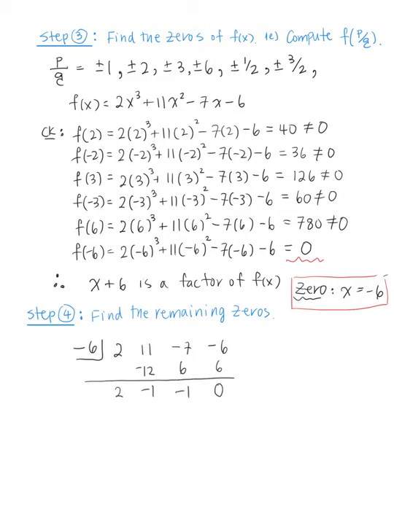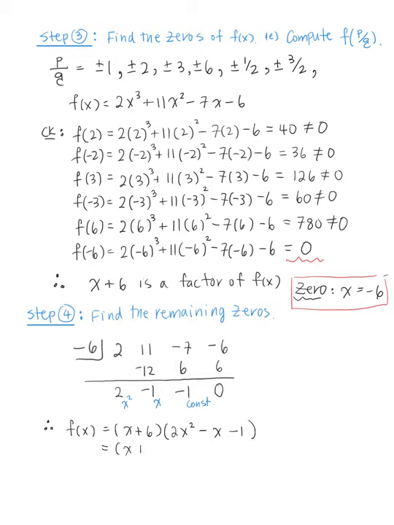Remember that our answer here must start at a degree one less than our f of x. So these are the coefficients on x squared, x, and then the constant. Let me write that out: some x squared, then x, and then the constant. So what have we just found out? We can rewrite our f of x as x plus 6 times 2x squared minus x minus 1. And I think we can factor this a little bit further.